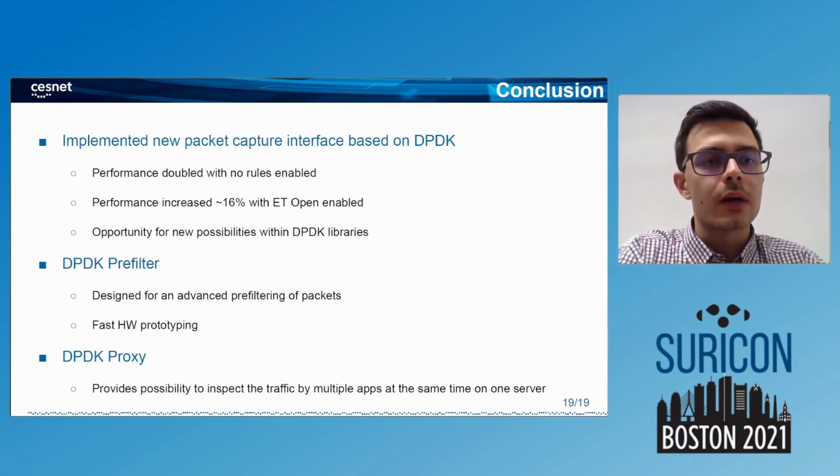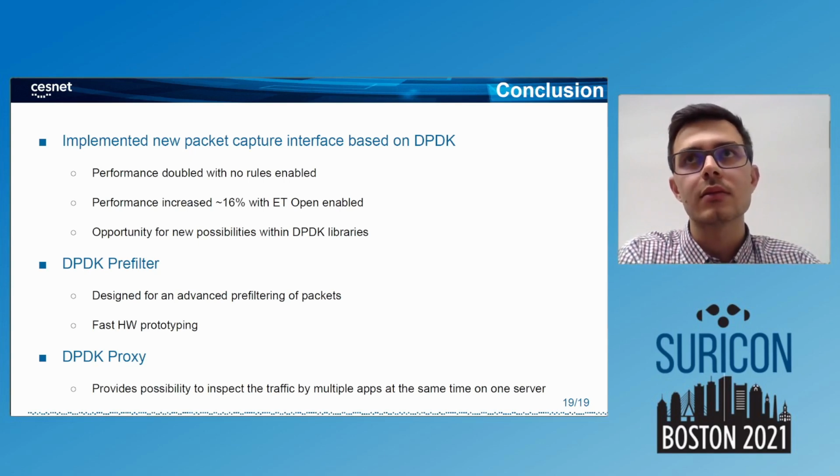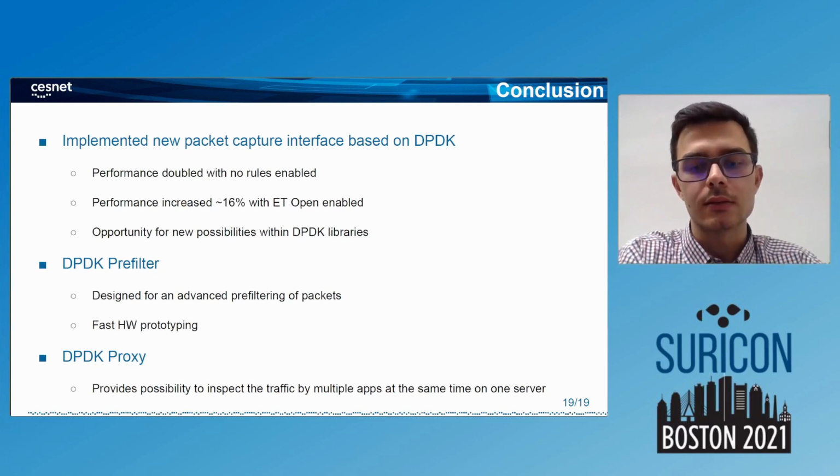And then the final concept, DPDK Proxy, provides a possibility to inspect the traffic by multiple applications on one server, while these applications run side by side, and therefore it can utilize the resources of the servers even more.